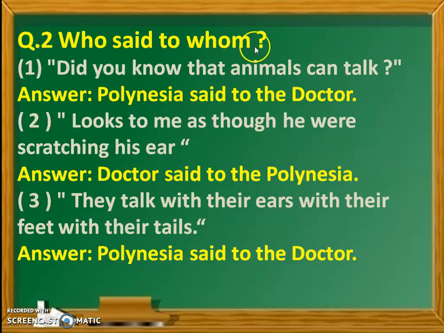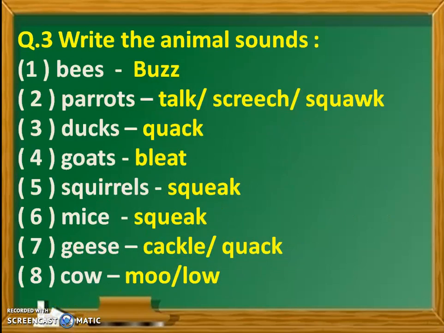Question number 2. Who said to whom? First, did you know that animals can talk? Polynesia said to the doctor. Second, look to me as though he were snatching his ear. Answer: the doctor said to Polynesia. Number 3, they talk with their ears, with their feet, with their tails. Answer: Polynesia said to the doctor.